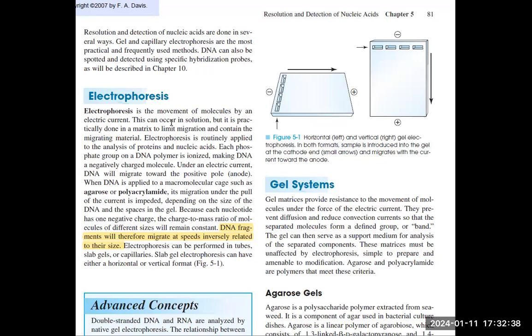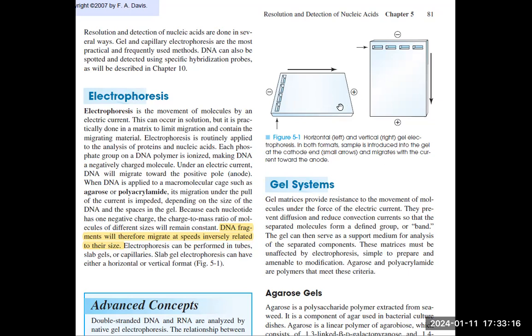And electrophoresis, as I have said earlier, is the movement of molecules by an electric current, and it can happen in solution, but doing electrophoresis in gel matrices is really an advantage because it can limit the migration and contain our migrating materials, or RNAs and DNAs, or nucleic acids. And the ionization of the phosphate group on our DNA polymer gives our DNA a negative charge. So under an electric current, our DNA will migrate toward the positive pole or the anode.